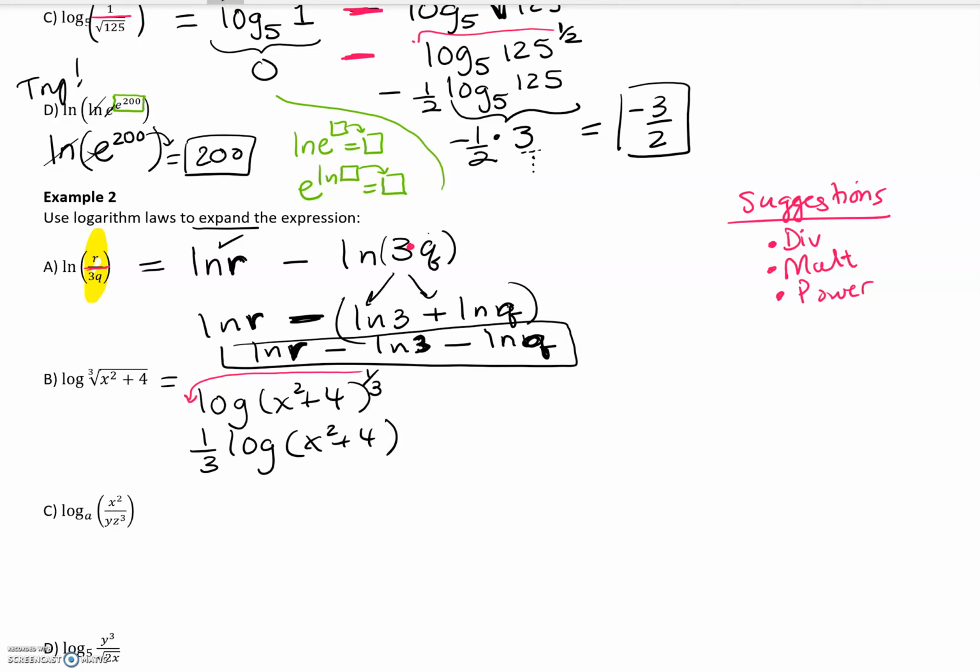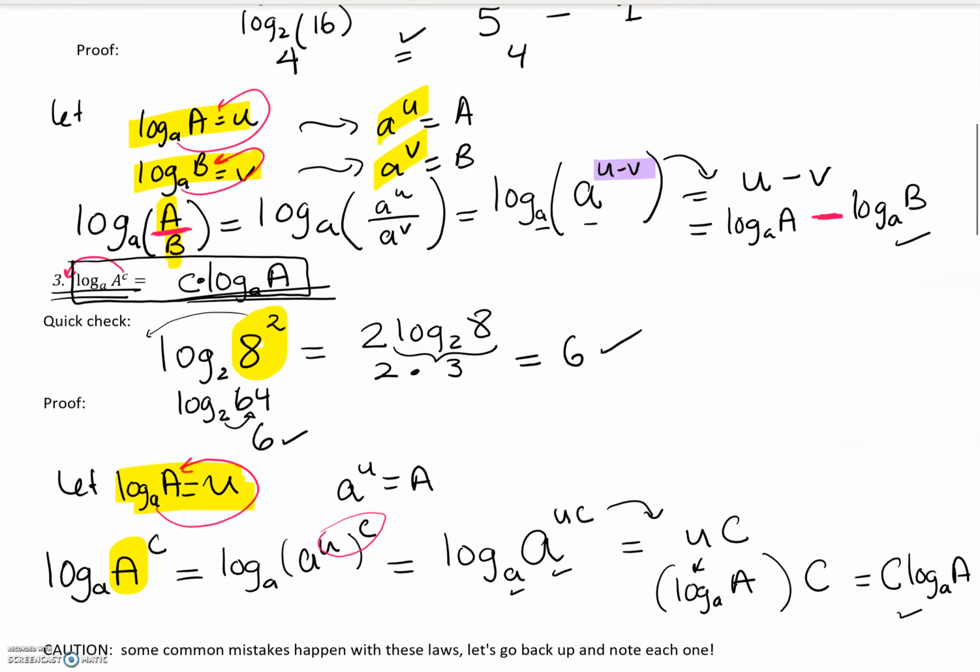Now when I get to here, when I look at the argument, there is no division, there is no multiplication, there is no power. I mean, there's a power with the x squared, but the x squared is trapped together with the plus 4 as one binomial. And remember, I told you guys one of the cautions. Let's go back up in the previous video.